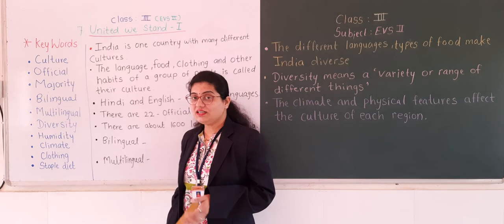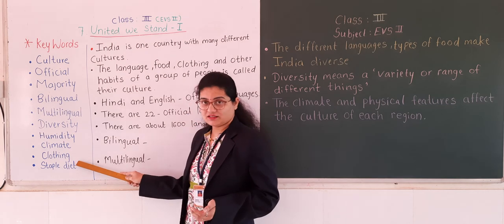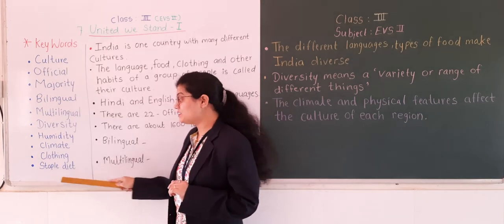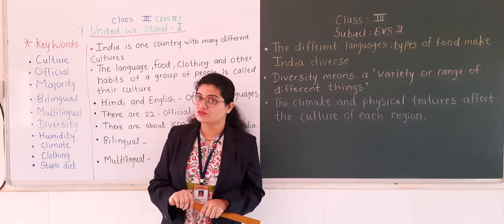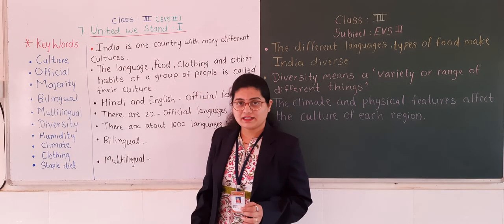Okay. Then here we have climate. What is the next word? Climate. Then clothing. What is the next word? Clothing. And the last word is staple diet. What is the last word? The last word is staple diet.